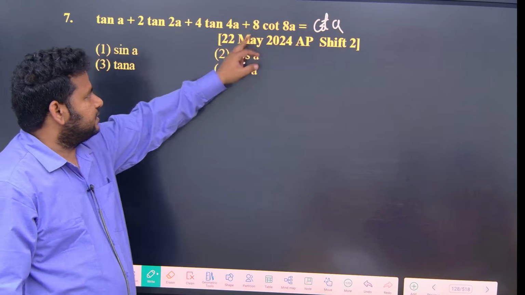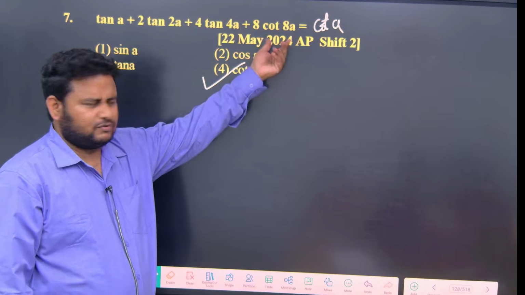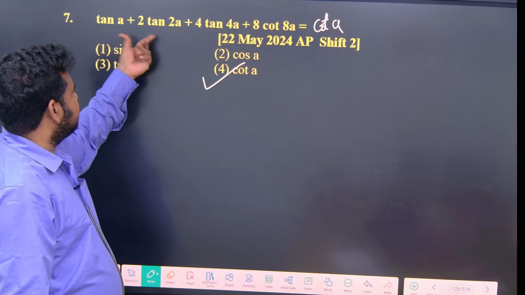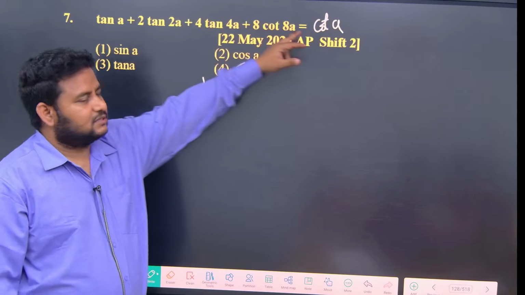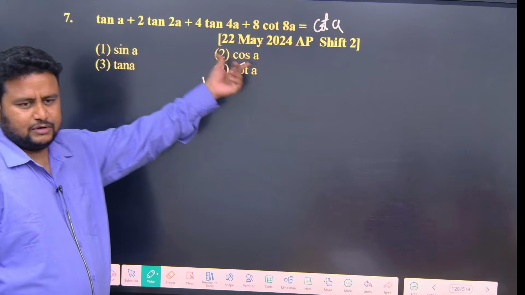So 2 power n here is 3, okay, 2 cube. They have gone up till there. No need to worry about this one. So it is becoming double everywhere, which means the answer is cot a. So here a is a only, so you will write cot a.